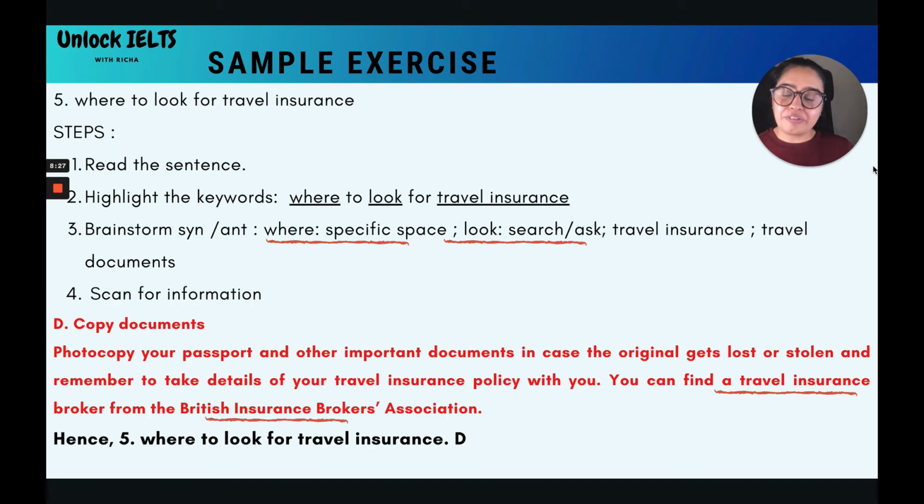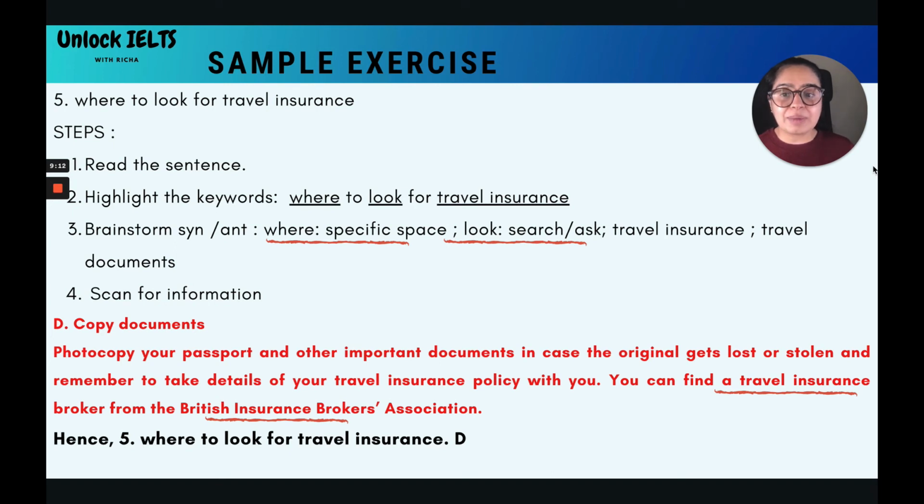Now comes our fifth sentence, and it says where to look for travel insurance. The steps involved are, you need to read the sentence. Second step is you need to highlight the keywords, and these are where, look, travel insurance. We need to brainstorm all the synonyms. For the where, I may expect to see some specific space. For the word look, I may expect words like search, ask. For travel insurance, I may expect words like travel documents.